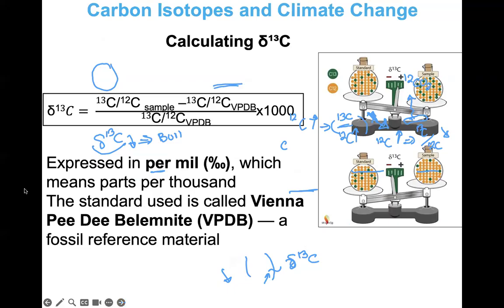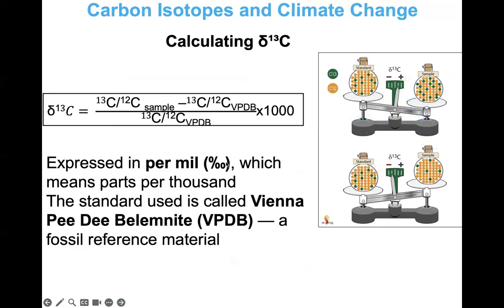So let's clear this out and move on. Here is an example of how to calculate delta 13C. Same thing as we did for oxygen isotope, same equation, except that here we have delta 13C equals the ratio 13C over 12C for the sample minus the ratio of the standard. The standard case is Vienna PDB belemnite, VPDB.